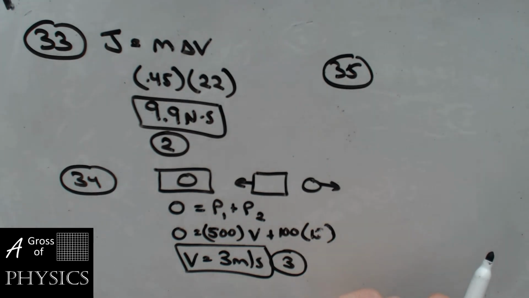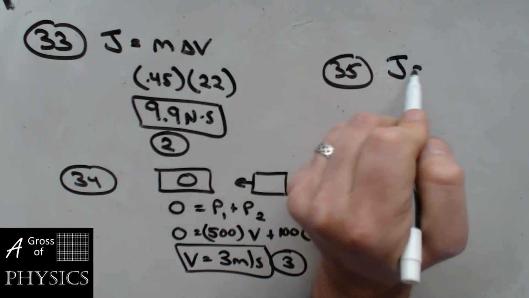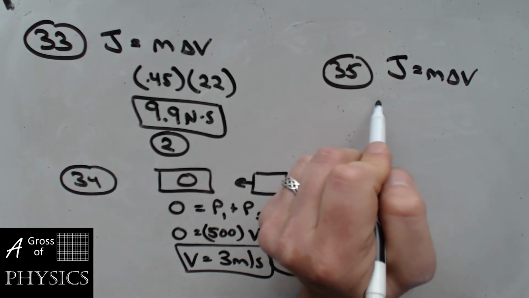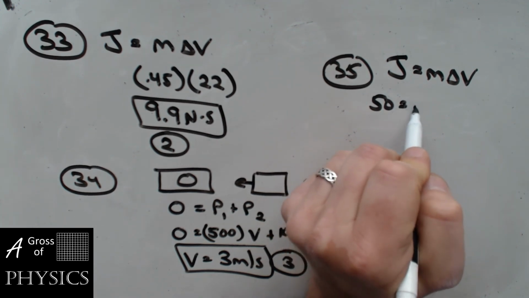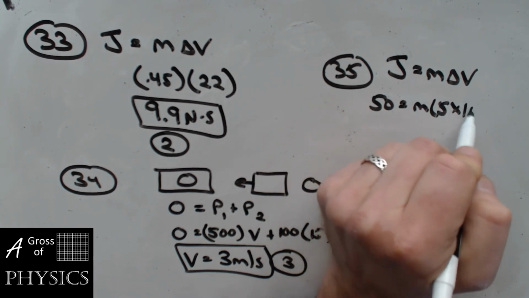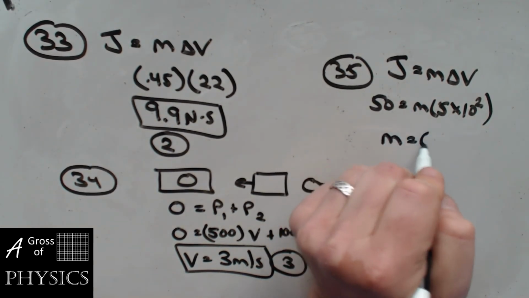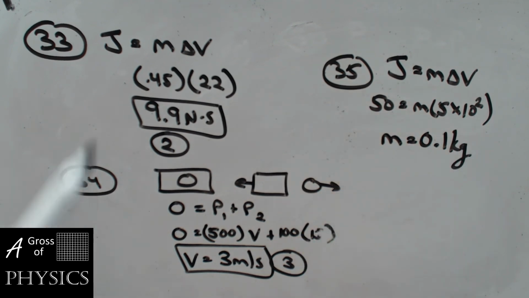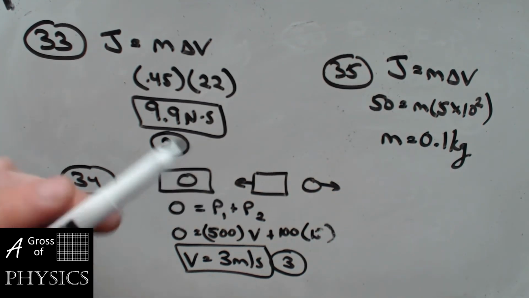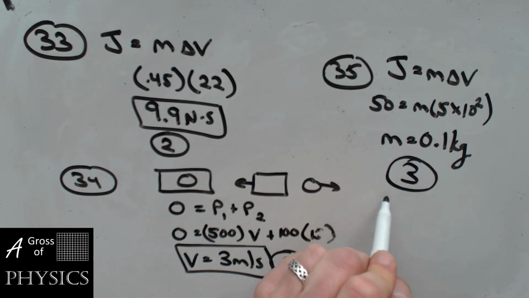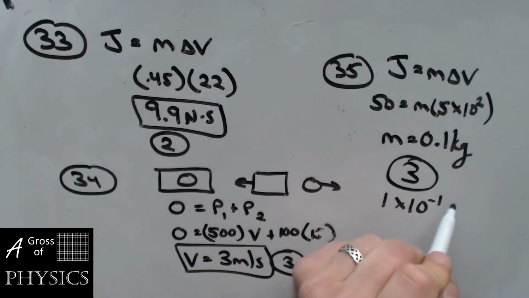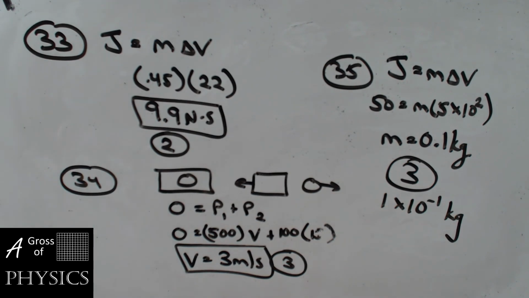And finally, 35. A bullet is traveling and brought to rest by an impulse of 50 Newton seconds. What is the mass? So J is the impulse. M delta V. 50 equals M times 5 times 10 to the 2. And we do 50 divided by 5e2. And we get 0.1. 0.1 kilograms. Now, of course, everything's in scientific notation, so choice 3, 1 times 10 to the negative 1 kilograms. And that's it.